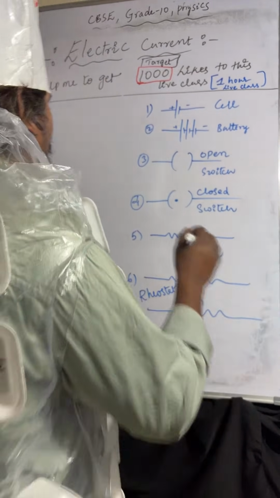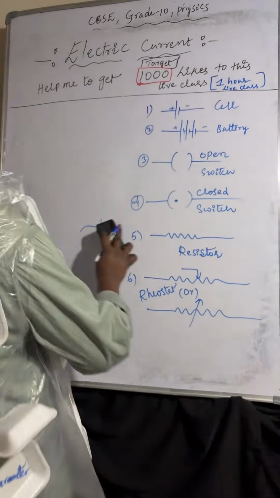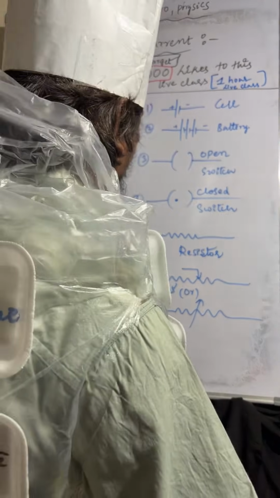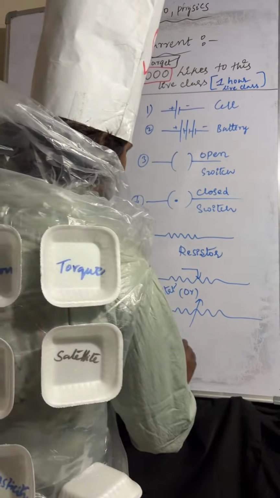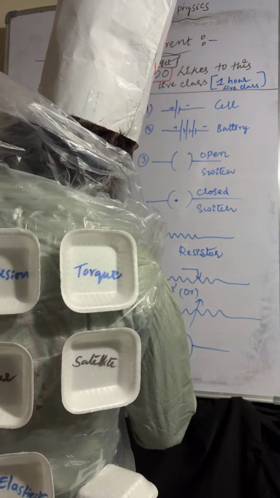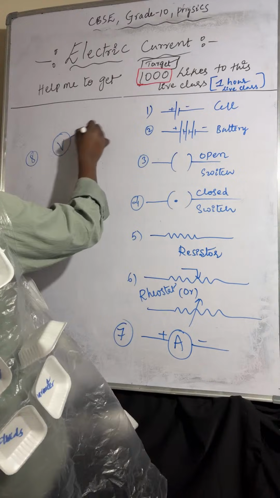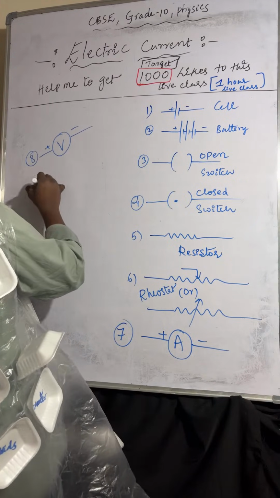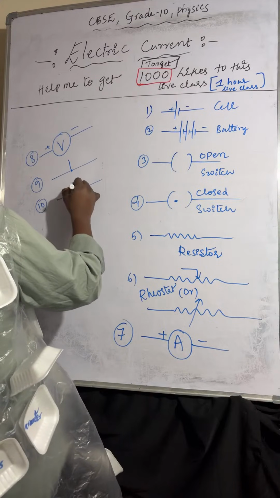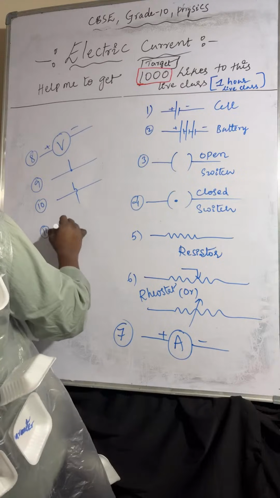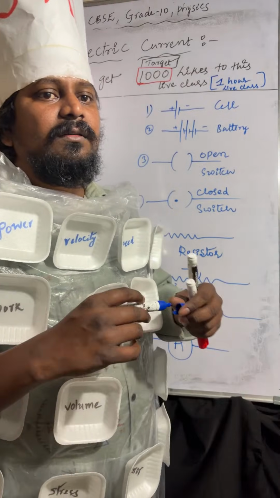Actually, we can take it like this also. Fuse, like a wire. And coming to the seventh one, the ammeter. This is the ammeter. And this is the voltmeter. The ninth one is wire joining. The next one, wire crossing. And the 11th one is the bulb.